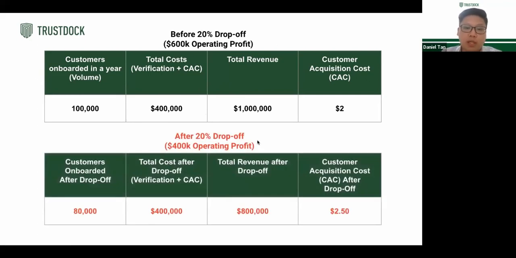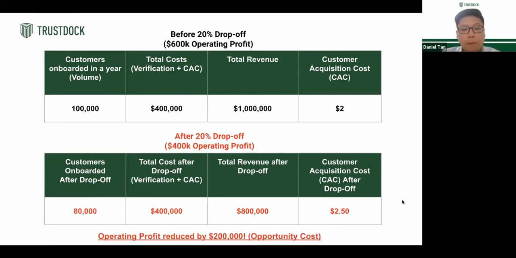But once we implement the 20% drop-off, which realistically speaking always happens, for example, in this case study, the operating profit drops to 400,000. So as you can see in comparison, the customers that was actually onboarded was reduced to 80,000. The total cost assumingly is the same because you still have to pay for the verifications, even for lost customers. For the total revenue, after drop-off, you have a reduction of 200,000 operating profit, and your customer acquisition cost essentially increased by 25%, which is $2.50.